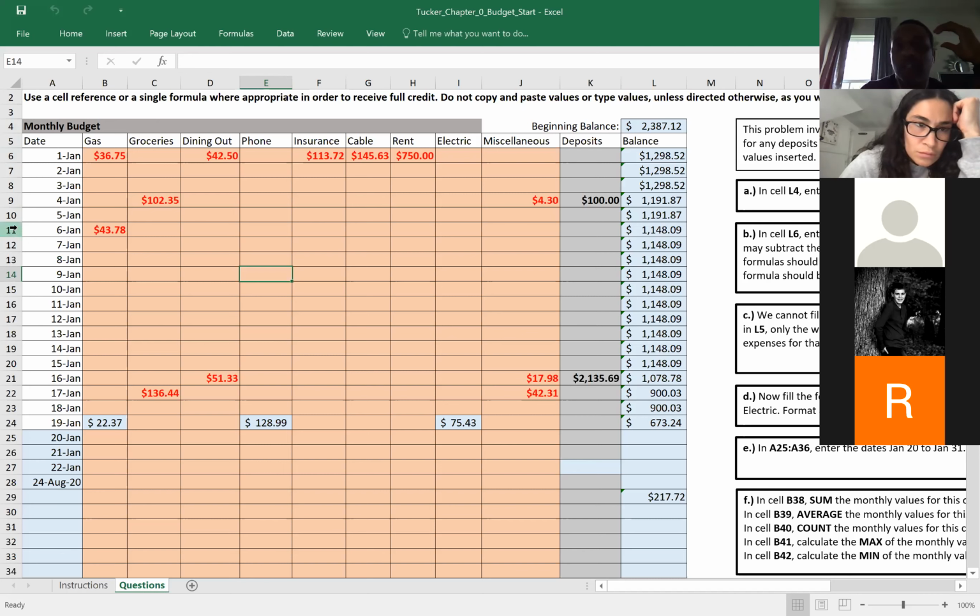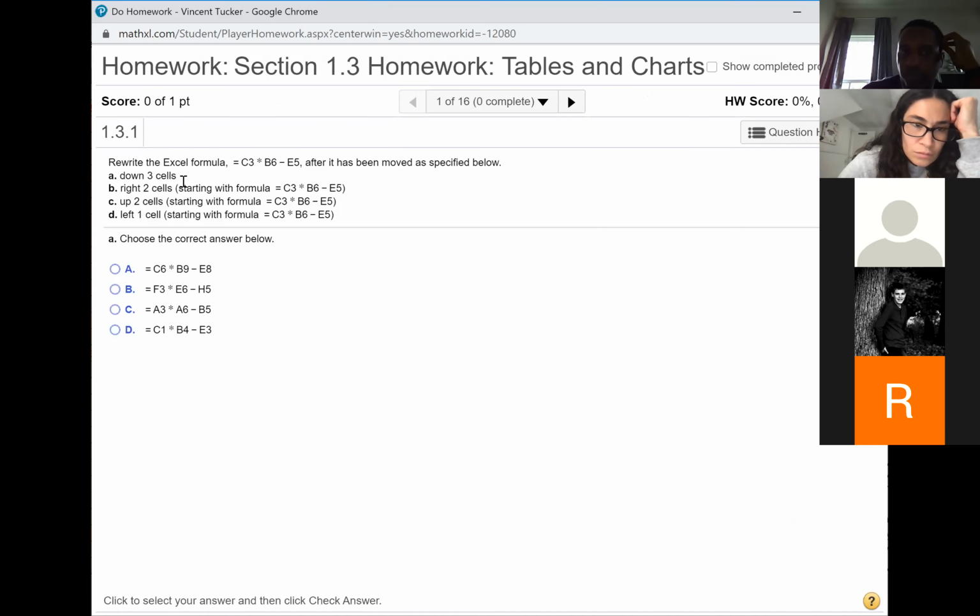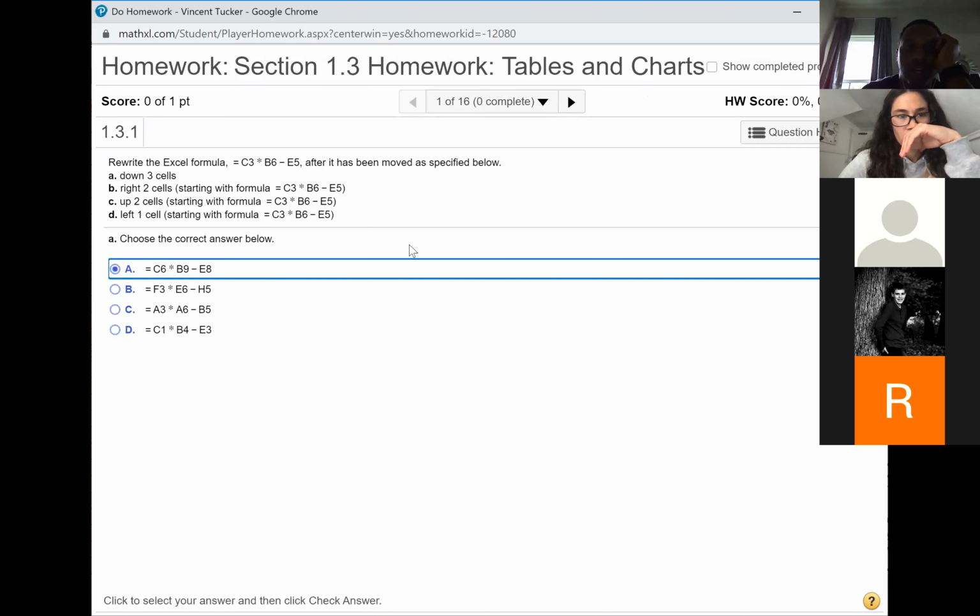All right, so let's go back. So the first one says go down 3 cells. So if I'm going down, I'm going to change my numbers. So that means C3 would go to C6, B6 would go to B9, and E5 would go to E8.